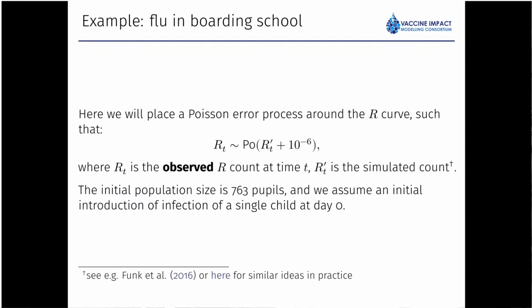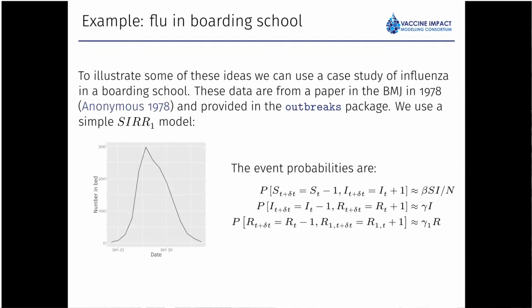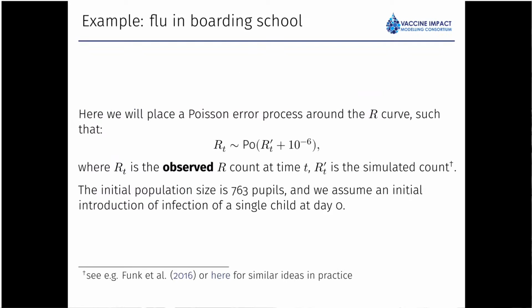So for the data we have, and again, I am not 100% convinced, this is something that people do a lot in the literature. I'm not convinced that a Poisson distribution is exactly the right thing to do, but we're going to do it anyway. We're going to assume that our observed number of removals at any time point t, so the number in bed here, is drawn from a Poisson distribution with a mean equal to the true number, where the true number is the number that we simulate from our model.